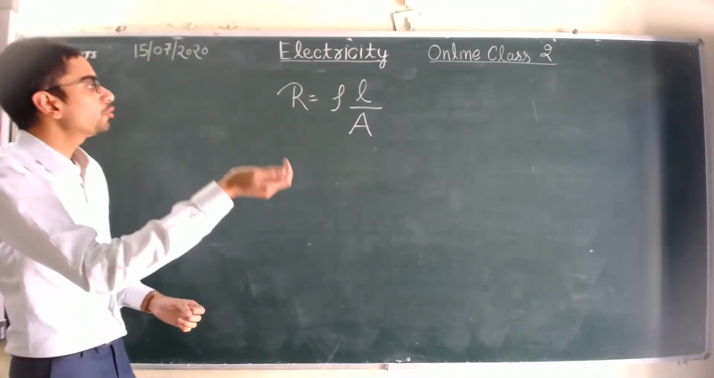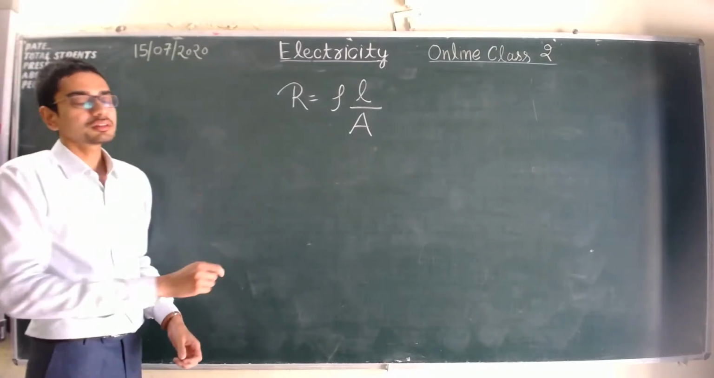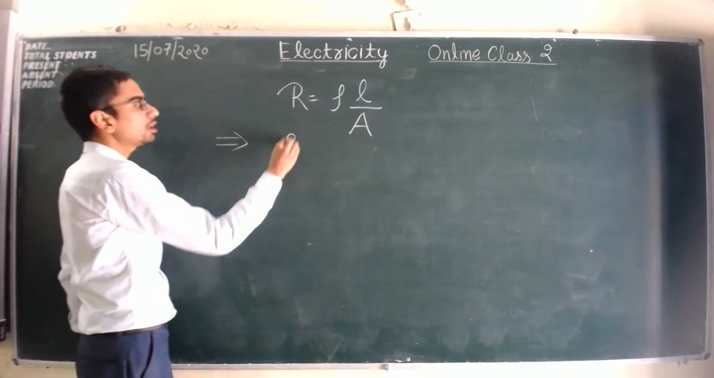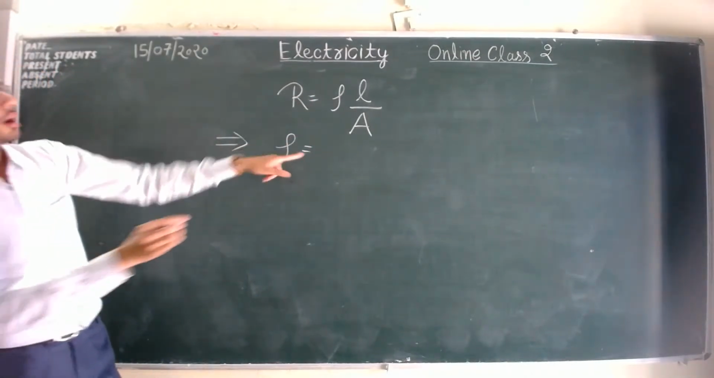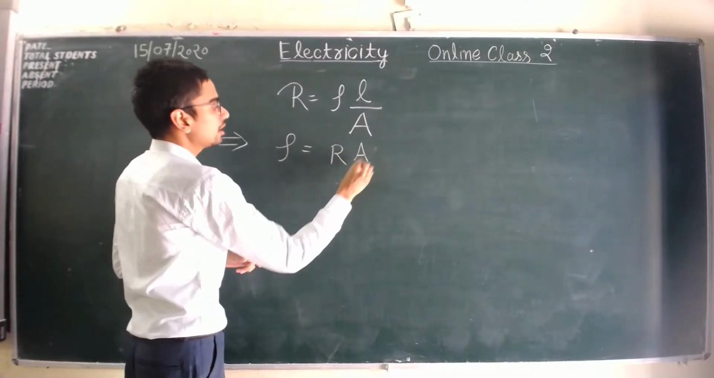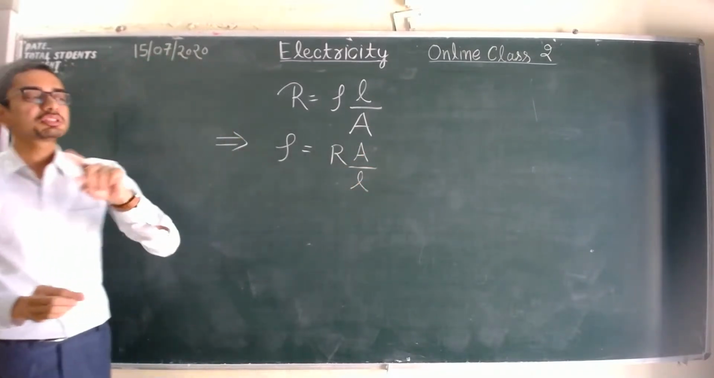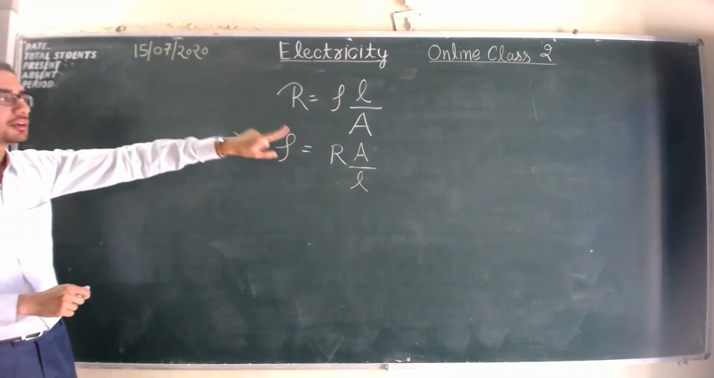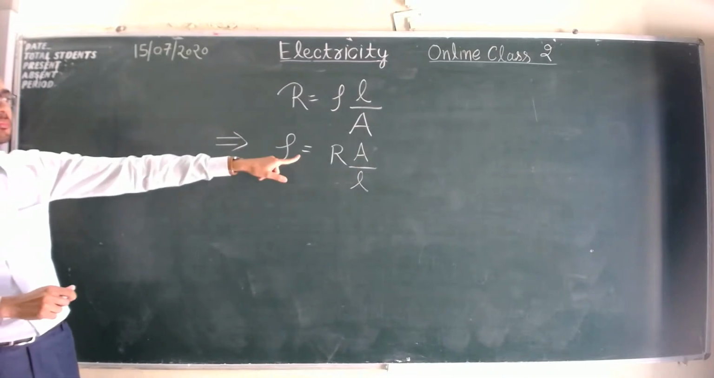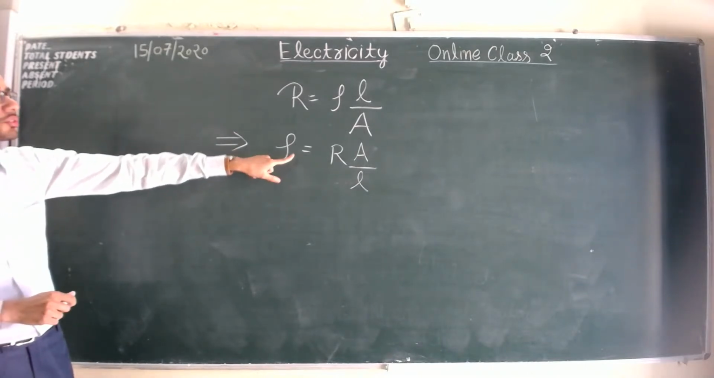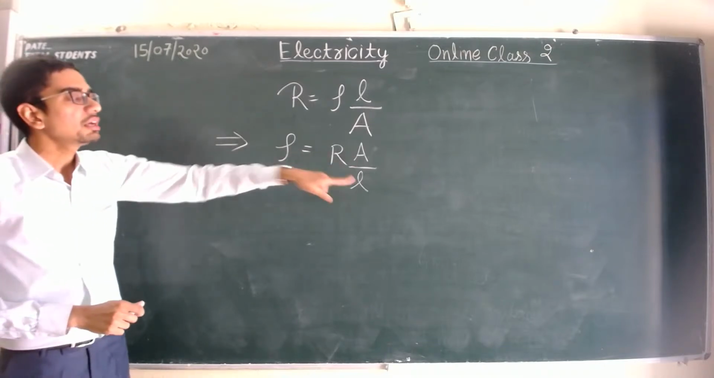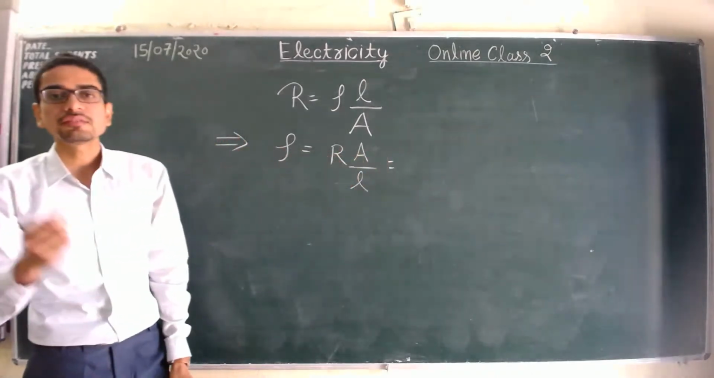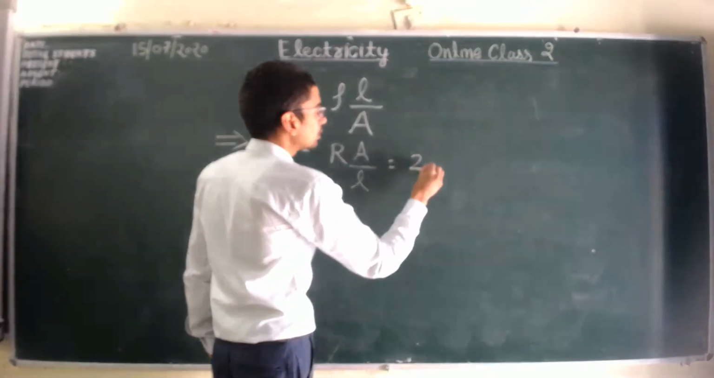You just had to put values. The value of L was 1 meter. So first we have to find out the value of rho. So we have to find the formula. Rho will be R A by L. Do not get confused in this formula. This is the formula for R and this is for rho, resistivity. Resistivity is constant. It depends on nature and temperature. So this is rho, which is R A by L. The value of R was given about 10, 20 or 30 ohm.